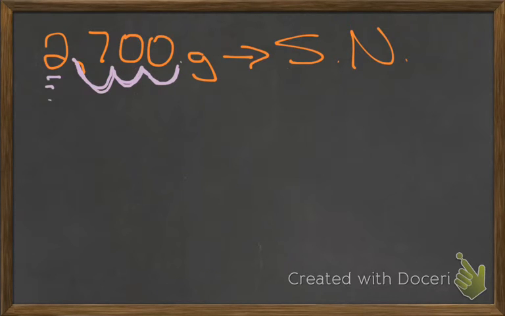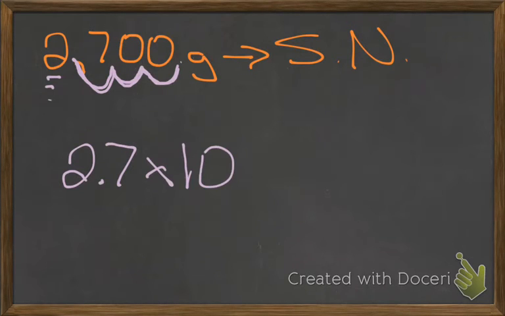So now I'm going to write down the digits. Let's just go with 2.7, then times 10 to the third. Don't forget your unit. That's grams. So that's scientific notation. It's pretty simple. The difficult part with scientific notation is putting it into your calculator correctly, and we'll work with that in class.